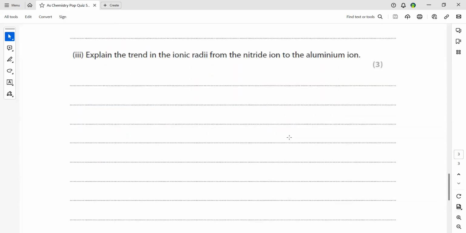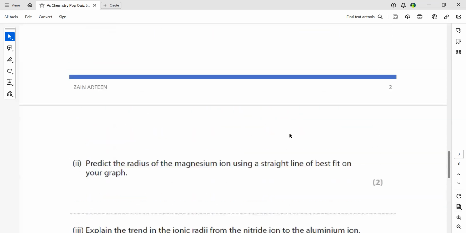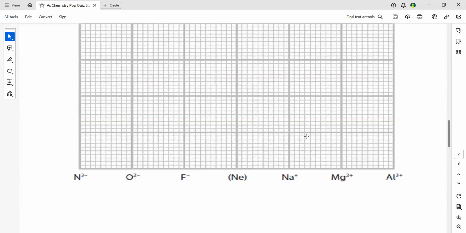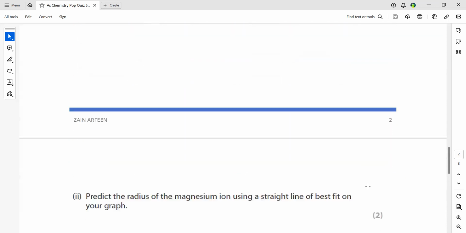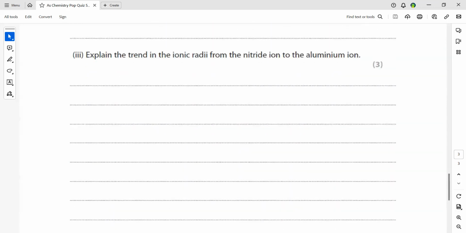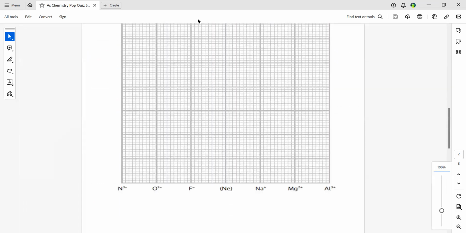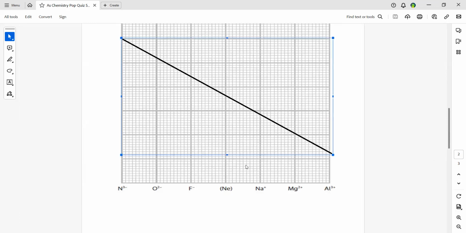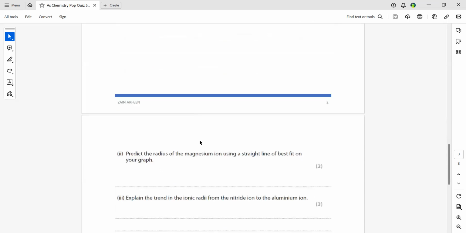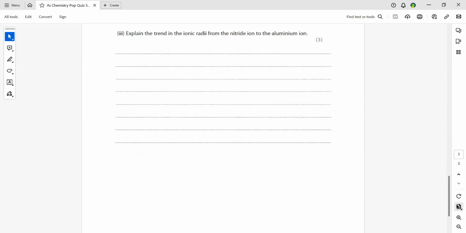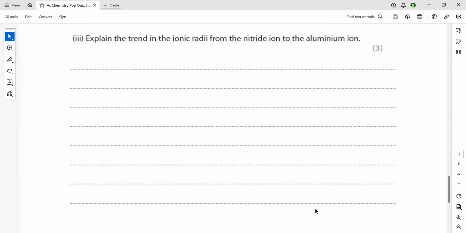Then explain the trend in ionic radii from nitride to aluminum, like how the size of an ion actually changes from nitride to aluminum. As you can see, the size is decreasing, because when we sketch the graph, the line appeared to be decreasing. So how the marks are distributed is very important. You should learn the structure of an answer, and always try to use those points in your answer. You cannot write anything you want to. It should be a structured answer.